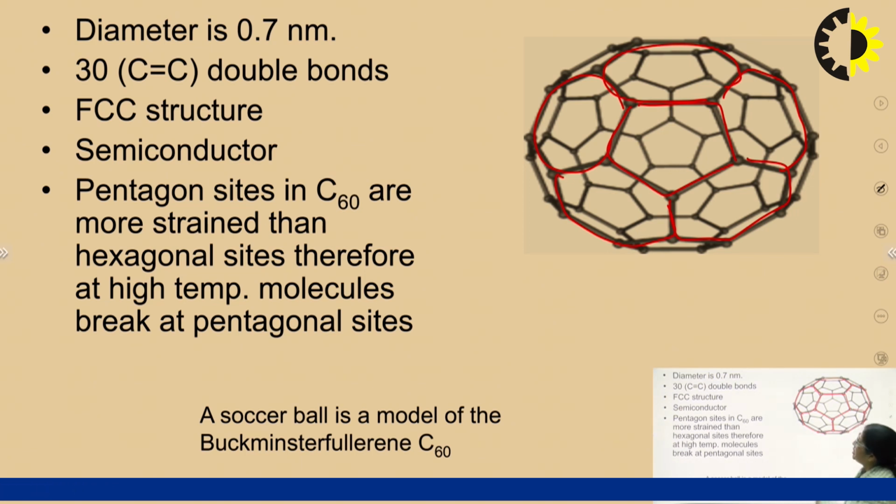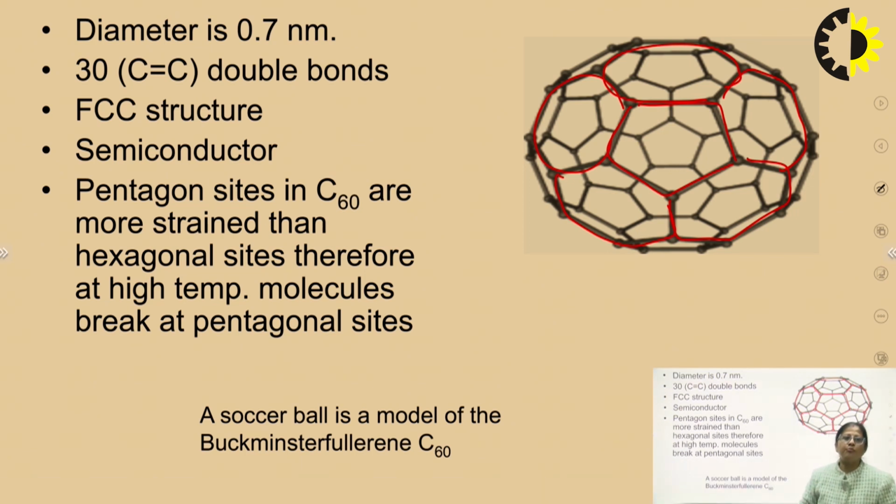Now, the diameter of fullerene is around 0.7 nanometers, and it contains around 30 double bonds, and it has a face-centered cubic structure. It acts as a semiconductor, and pentagon sites in C60 are more strained than hexagonal sites. Therefore, at high temperature, molecules tend to break down at the pentagonal site. Obviously, as the number of sides increases, the stability of the ring structure also increases.